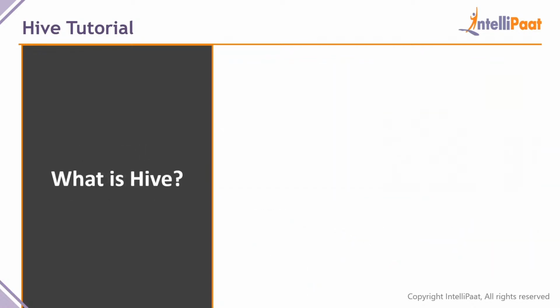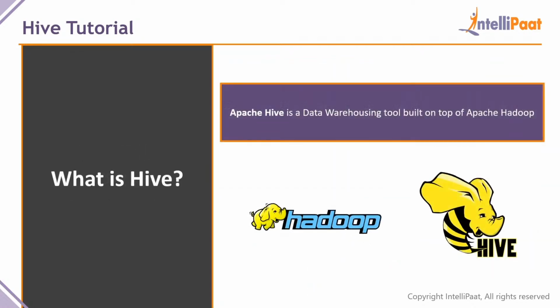So now we can understand what Hive is. Hive is a data warehousing tool which is built on top of Apache Hadoop. Apache Hadoop is a big data technology. It's one of the first big data technologies in the world that came up with the solution to actually analyze big data. And Apache Hive runs on top of it.